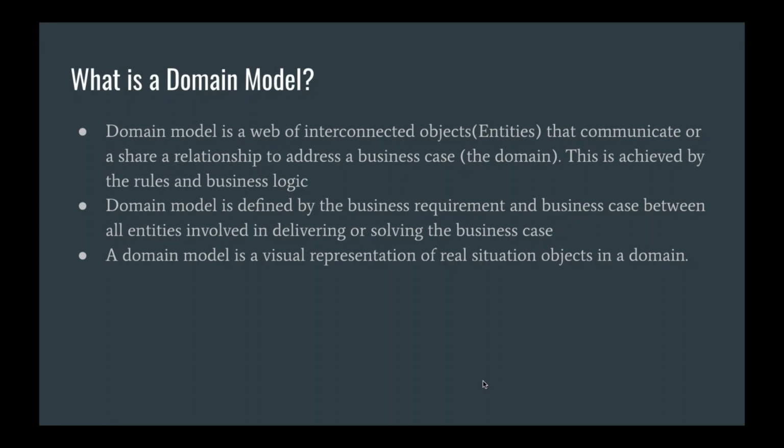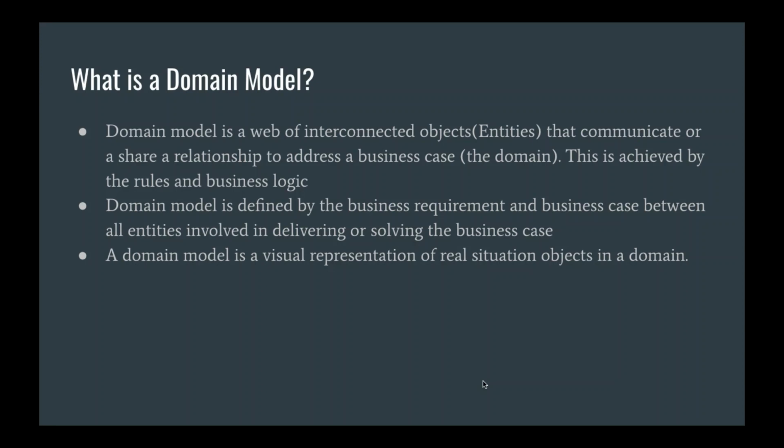So the entities will communicate via the rules that have been defined and the business logic that you want to follow, for example a user and the roles, and which features they can access. The domain will define the relationships between those entities, and that relationship between all of these entities is what we call a domain model. The domain model is defined by the business requirement and the business case between all the entities involved in delivering or solving that business case.